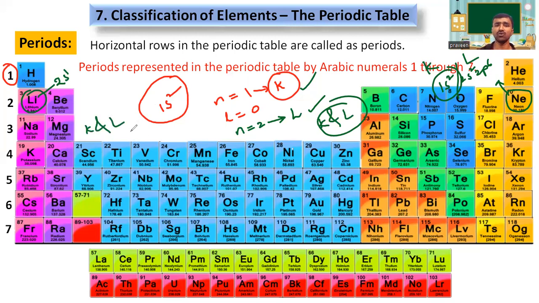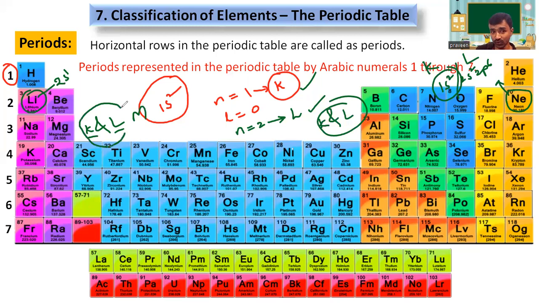N equal to 3, sir, okay. But in the second period, do you have that d orbital? No, not there, right? So here 3s2 3p6 is there. Okay, here K shell, L shell, then that third shell is M shell.